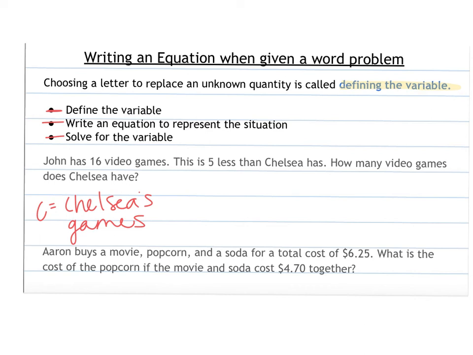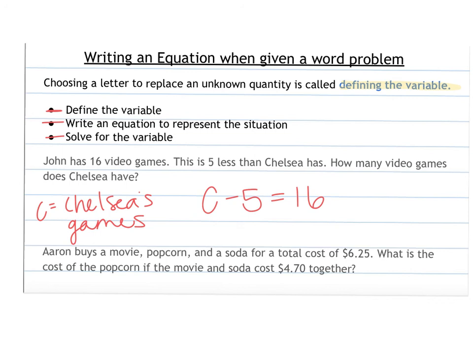So John has 16, so we know how many he has. John has 5 less than Chelsea. So I'm going to take however many Chelsea has, we don't know, and we're going to subtract off the 5, and that's going to equal how many games John has, and he has 16. And then we could solve this equation to figure out how many games Chelsea has.